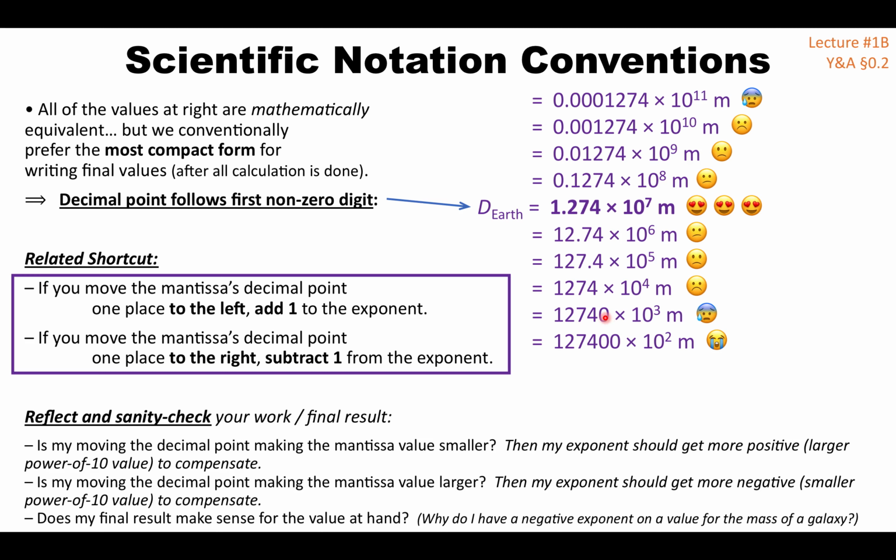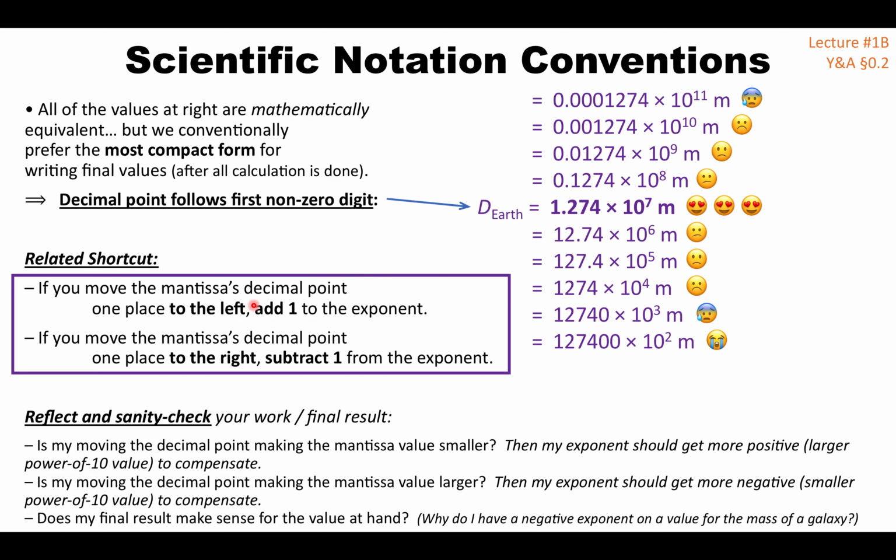Suppose that you have a number that is in some sort of power of 10 notation, but it's not in the most compact form, the conventional form. Or suppose you're starting with a plain number, right? Suppose you start with 12,740,000. Then there is a shortcut that we can use to try and adjust that number into our desired most compact form. And the shortcut is this.